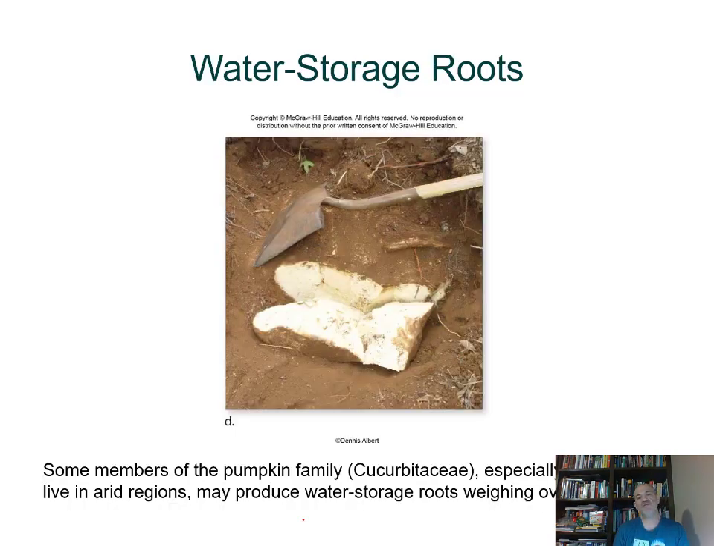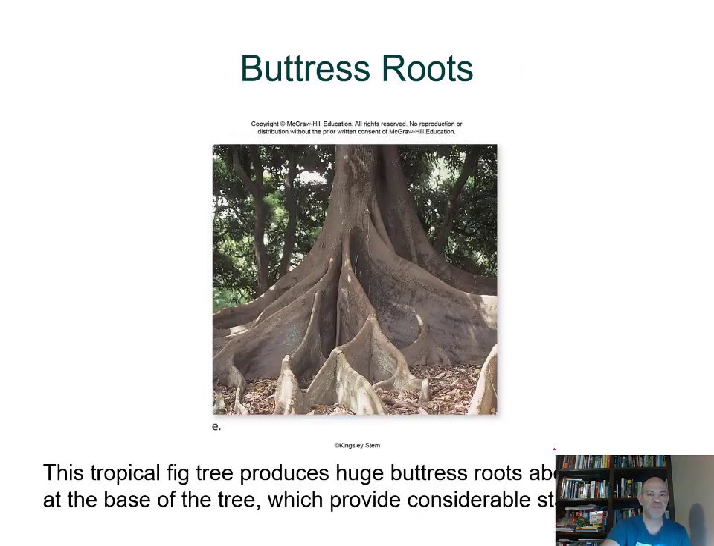And then here's a water storage root. According to the caption here, this particular one that they split open, that root they dug up, is from a plant that's a member of the pumpkin family called Cucurbitaceae. That's fancy. That's a family name for the group. Don't memorize that, just as an example. And in this case, this particular root weighs up to 50 kilograms, which is over 100 pounds. The kilogram is 2.2 pounds.